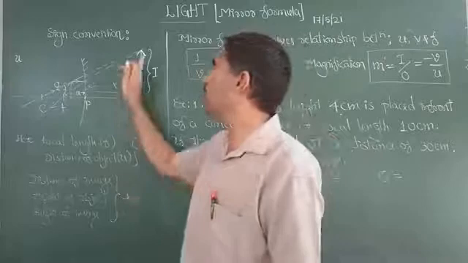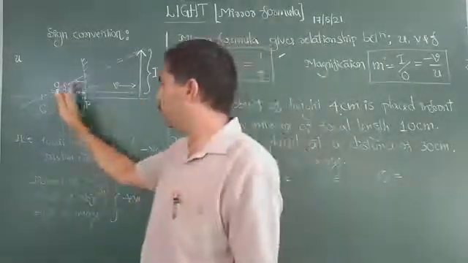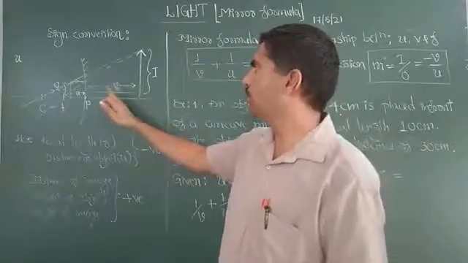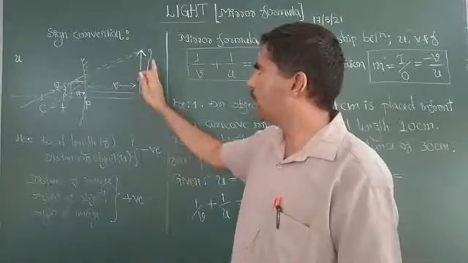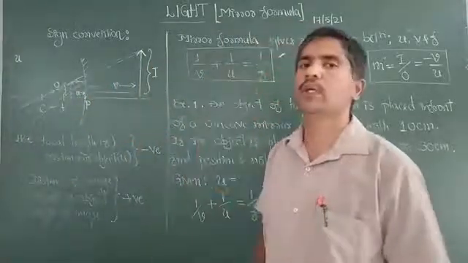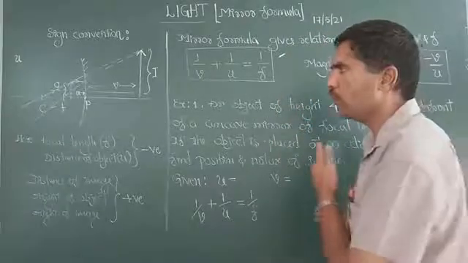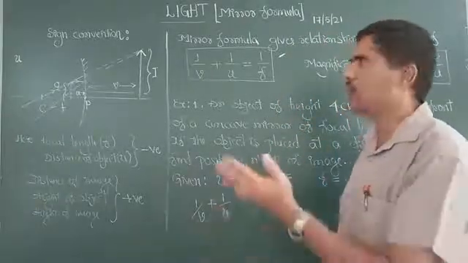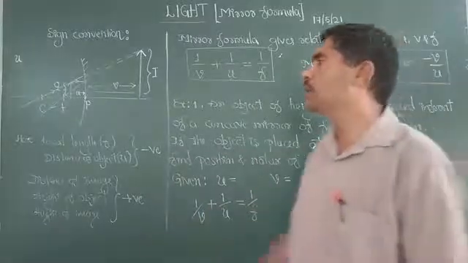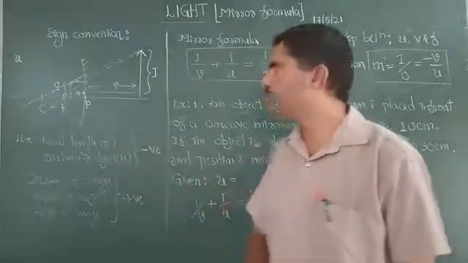The height of the image is positive, going upwards. The height of the object is also positive. So distance of image positive, height of image positive, height of object positive. The remaining things become negative. Keep in mind, from the pole, if you go back it is negative, and if you come forward it is positive. Whenever values are given in a problem, we take the sign accordingly.